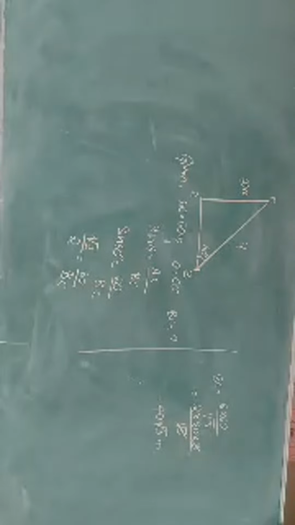Yes, sir. Next question. Question number 6. A 1.5 meter tall boy is standing at some distance from a 30-meter tall building. The angle of elevation from his eyes to the top of the building increases from 30 degree to 60 degree as he walks towards the building. Find the distance he walked towards the building is the question.